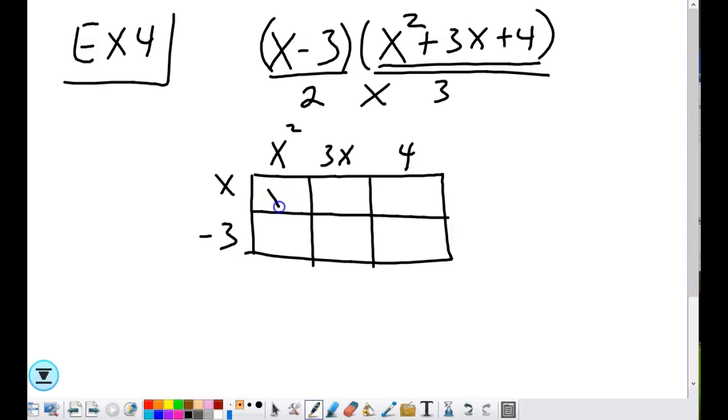We have x cubed. We have 3x squared. x times 4 is 4x. Negative 3 times x squared is negative 3x squared. And then negative 3 times 3 is negative 9. And then negative 3 times 4 is negative 12. And then once again, we're just going to take these numbers out in descending order. So I start with the first term that has the greatest power, and then I work my way down.